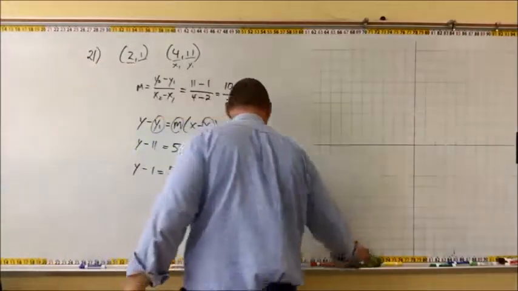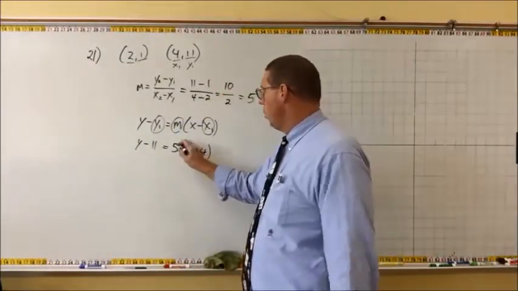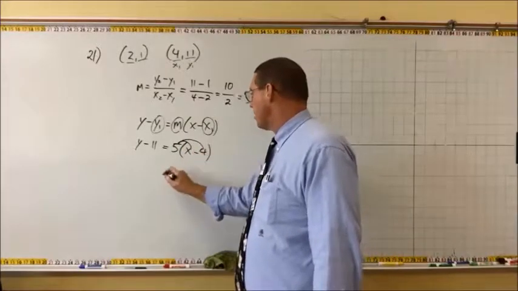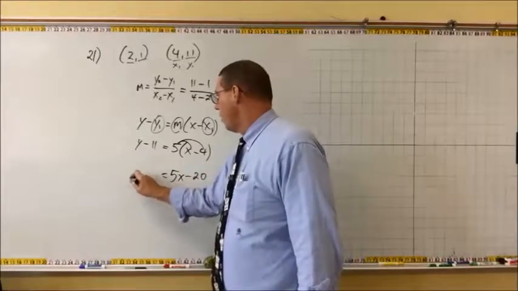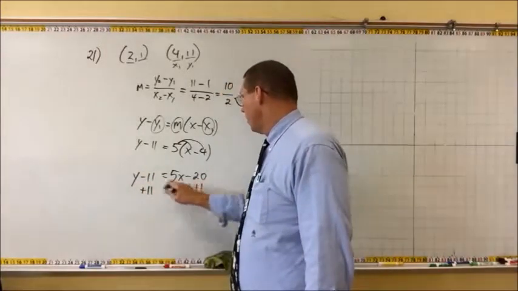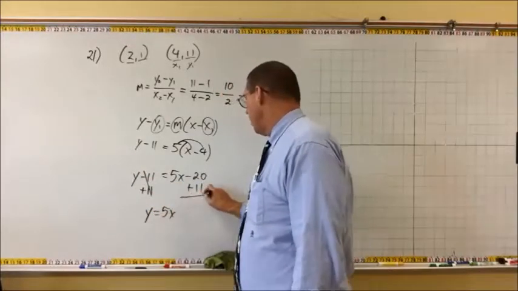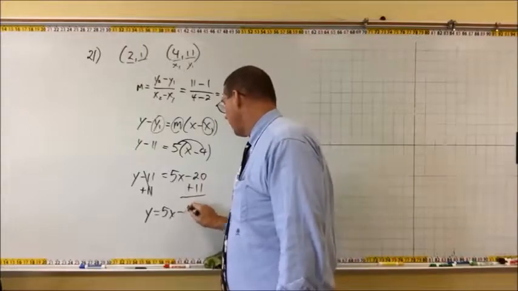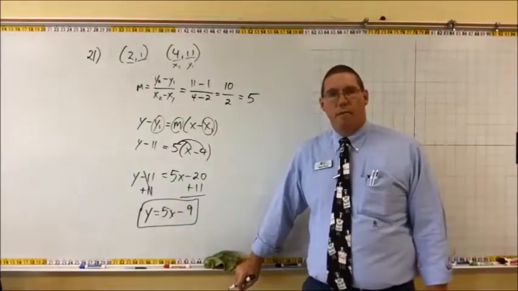The way you convert it into slope-intercept form is this. Distribute the slope, 5 times x, 5 times negative 4. That gives us 5x minus 20. And we've got y minus 11. Now add 11 to both sides. Eliminate, and we get y equals 5x. Negative 20 plus 11 is negative 9. And so in slope-intercept form, it's y equals 5x minus 9.